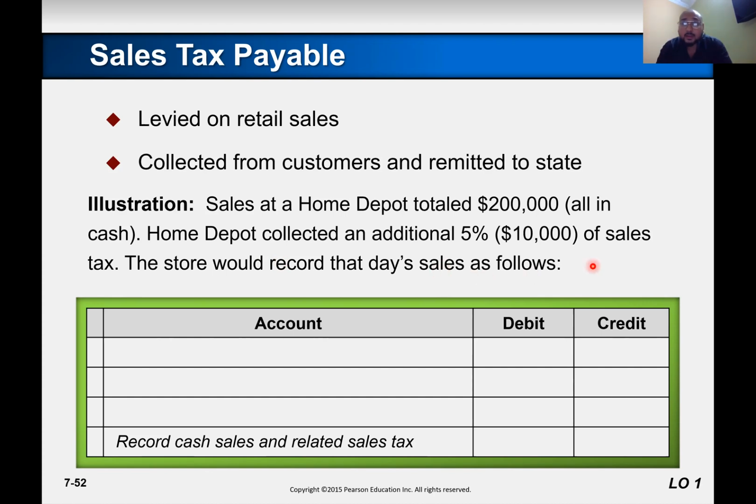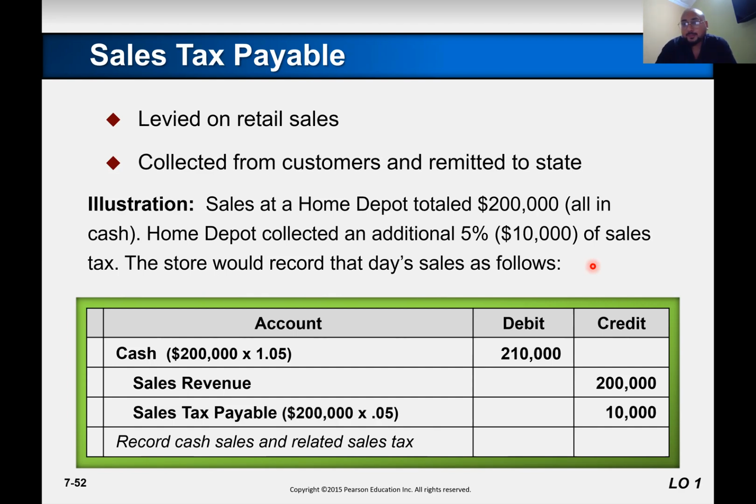So they received the cash, how much? 210,000. Additional, not inclusive, additional, which means they received 210,000 in cash. Their sale is 200,000. The cash to sale entry is not complete. So which means 10,000 is sales tax payable. Simple, right?